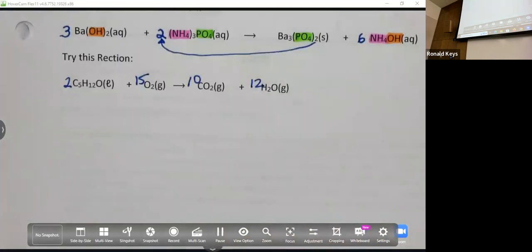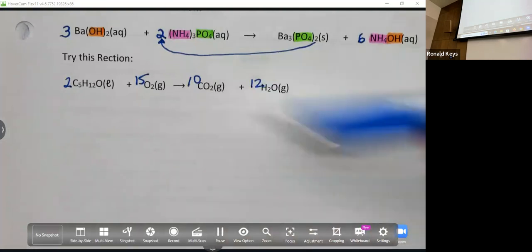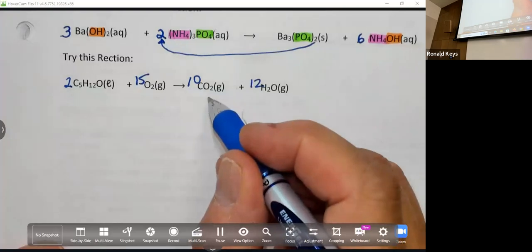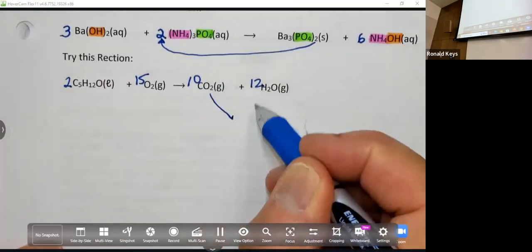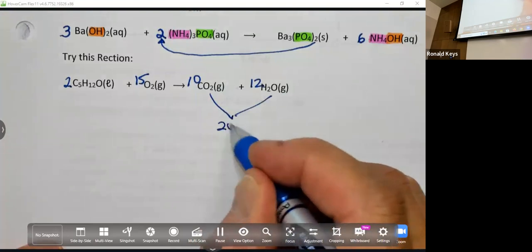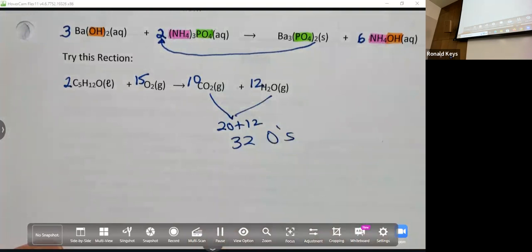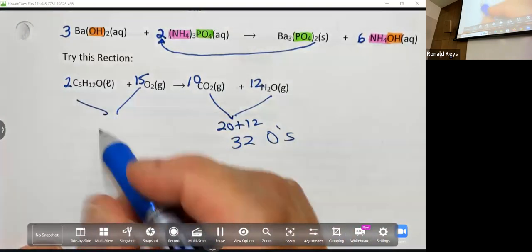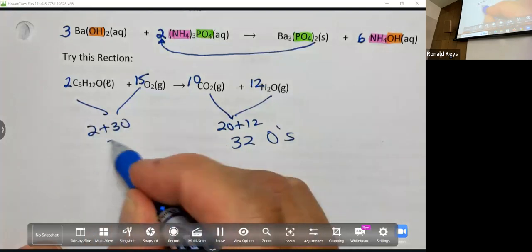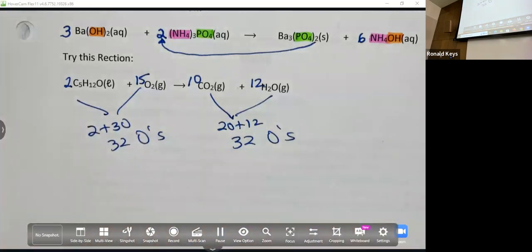2, 15, 10, 12. It gets pretty ugly. Thirty-two oxygens on both sides on that. It's kind of ugly. Okay, let's go to the next page.